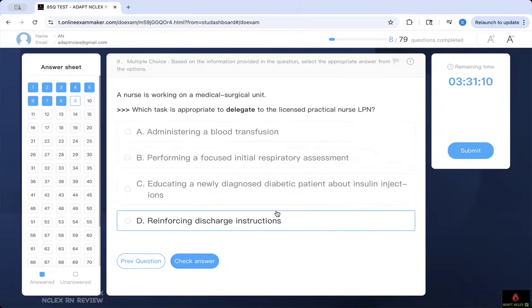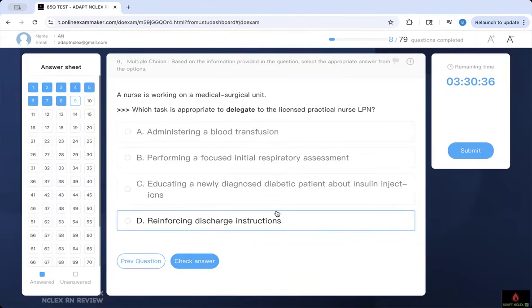And a nurse is working on a medical surgical unit. Which task is appropriate to delegate to the LPN? This is management of care. Like I said, we are doing 85 questions. We're going through client needs, and this is management of care. What can you delegate to the LPN? And what do you think?